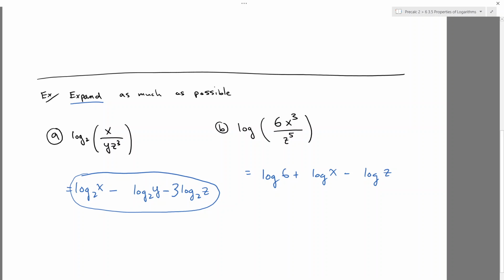And then finally, the 6 doesn't have a power, so I leave this alone. X is to the third, so this becomes 3 log x. And then z is to the fifth, so that becomes 5 log z.